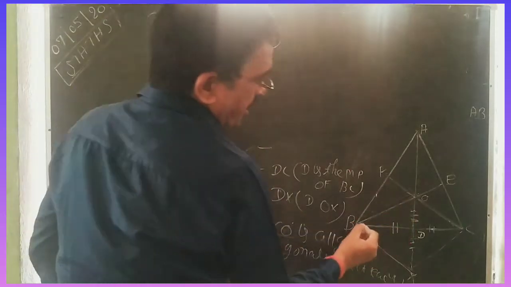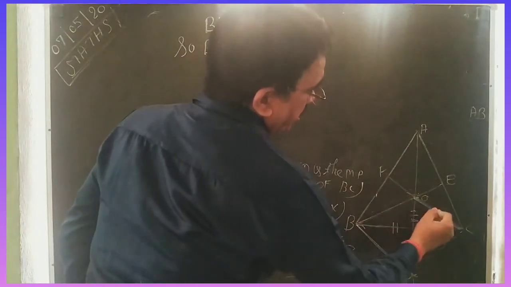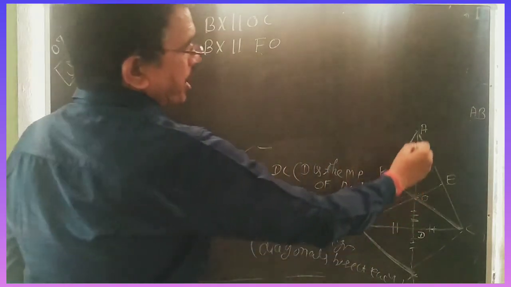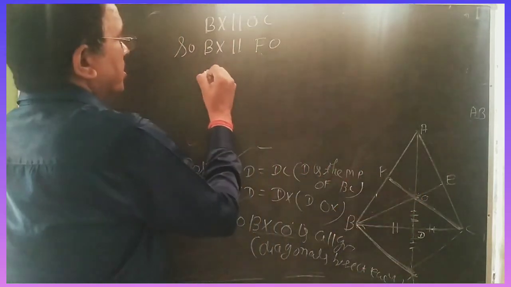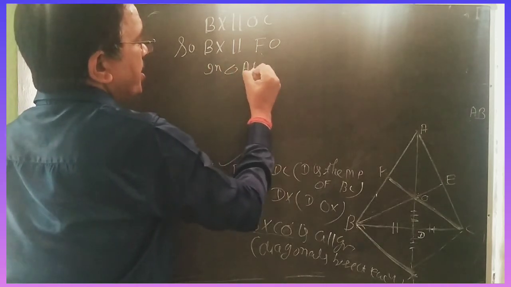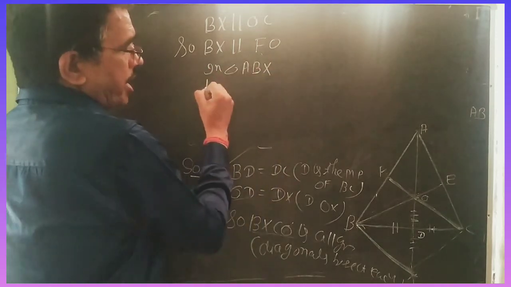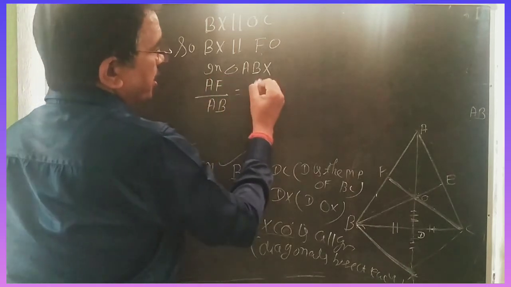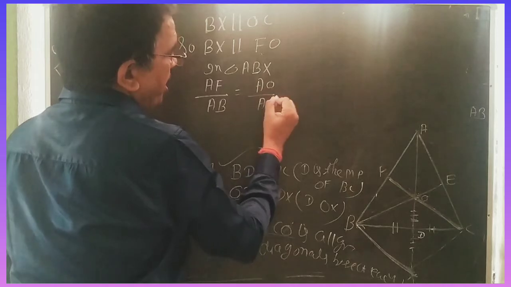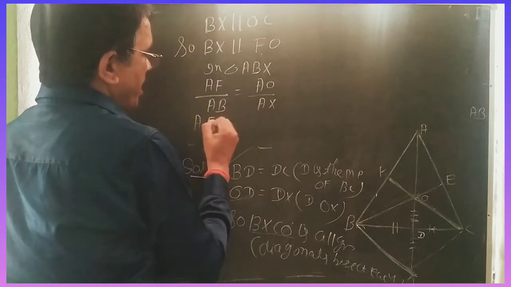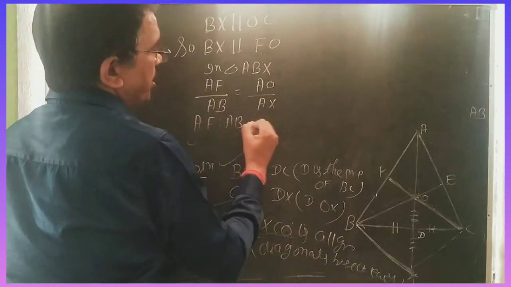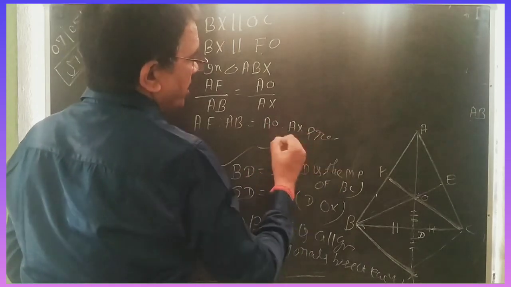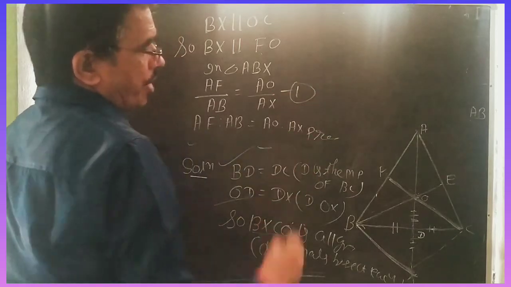BX is parallel to OC, and this produces to F, so BX is parallel to OF. So in triangle ABX, you write AF by AB is equal to AO by AX. It is expressed as AF is to AB is equal to AO is to AX. That is proved. It is the first equation.